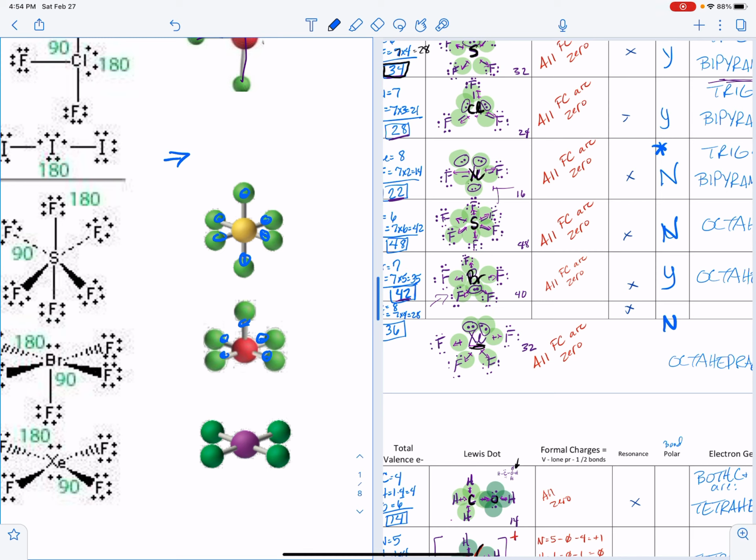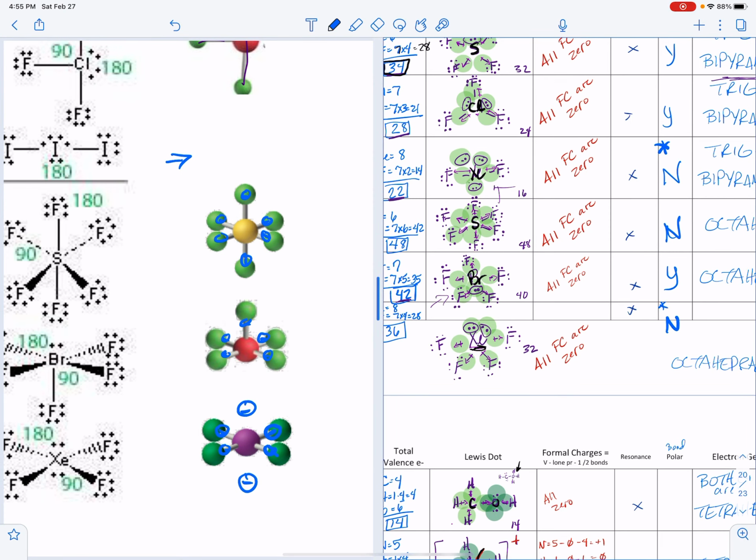So that is polar. Now this one is the other funny exception that you're going to want to put a star in. If you just look at those electrons, you can see that they are evenly spaced. But you might be saying, what about the lone pairs? The lone pairs are above and below the molecule. So the above and the below also balances it out. So that's not polar overall.